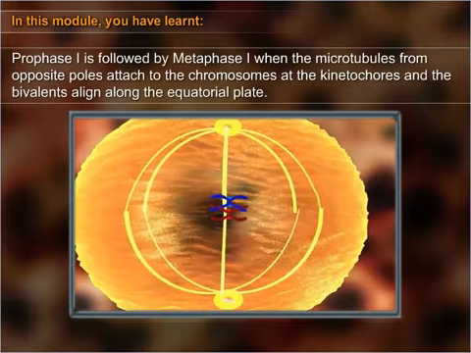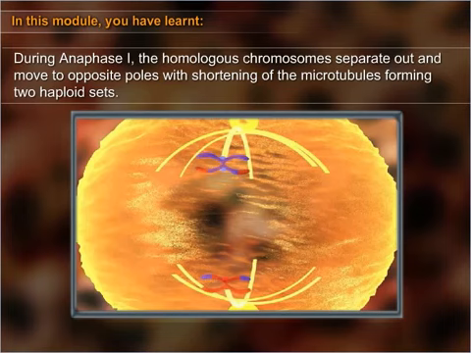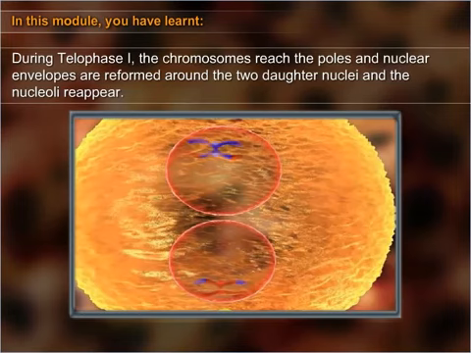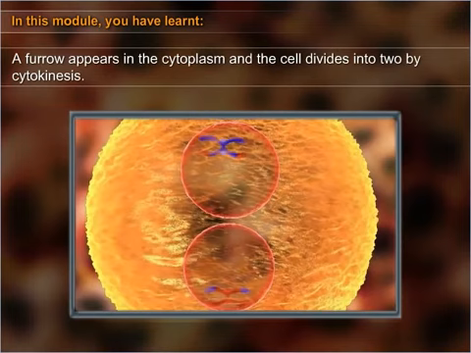Prophase I is followed by metaphase I, when the microtubules from opposite poles attach to the chromosomes at the kinetochores, and the bivalents align along the equatorial plate. During anaphase I, the homologous chromosomes separate out and move to opposite poles with shortening of the microtubules, forming two haploid sets. During telophase I, the chromosomes reach the poles and nuclear envelopes are reformed around the two daughter nuclei and the nucleoli reappear. A furrow appears in the cytoplasm and the cell divides into two by cytokinesis.